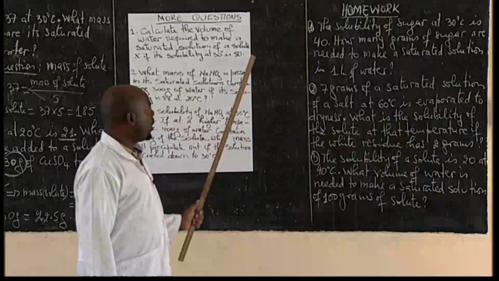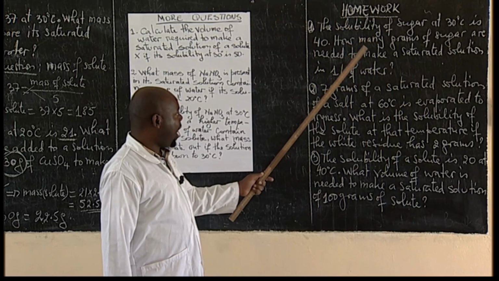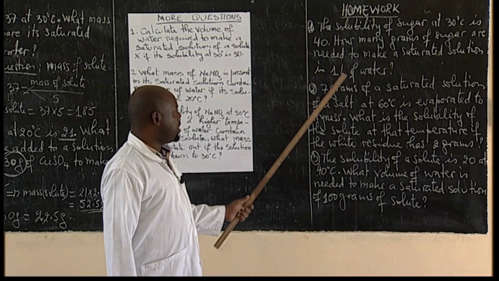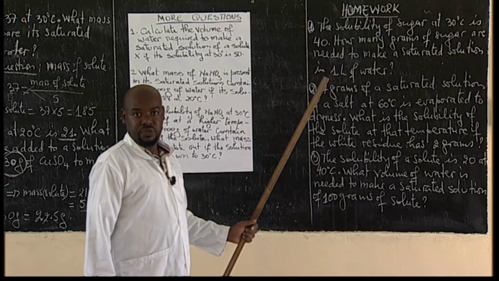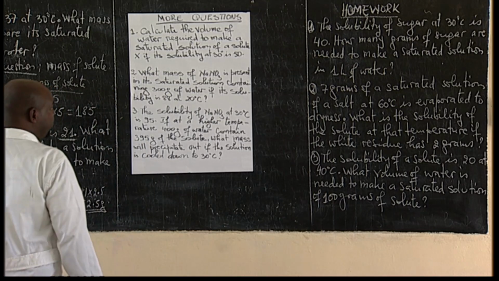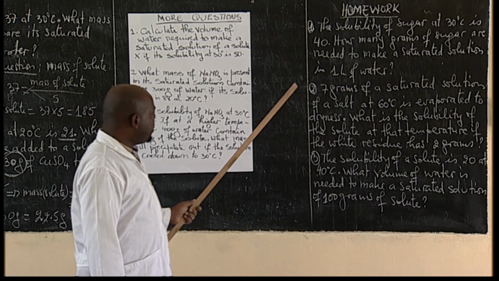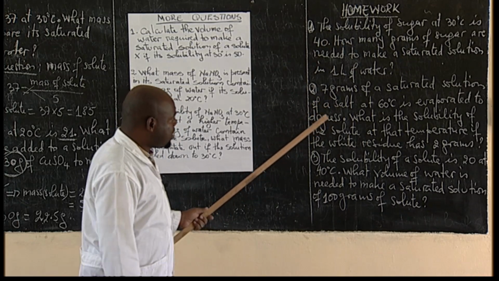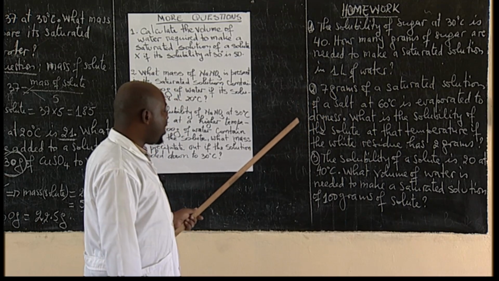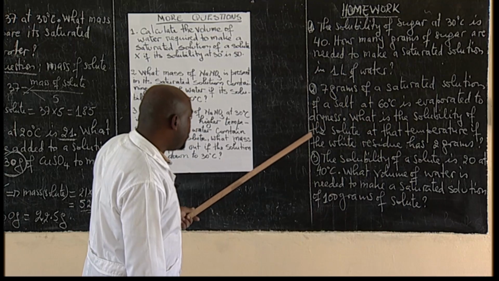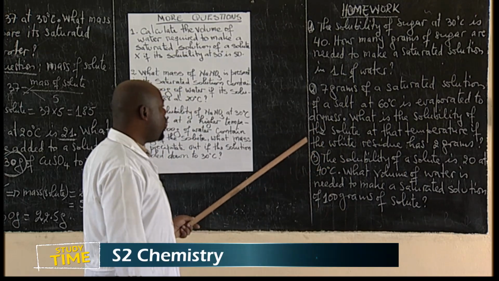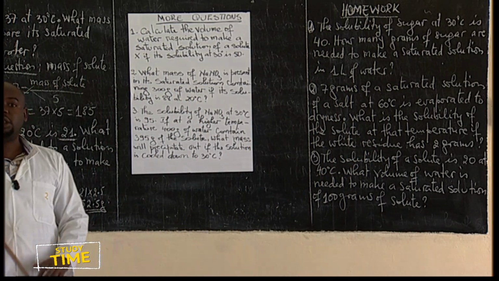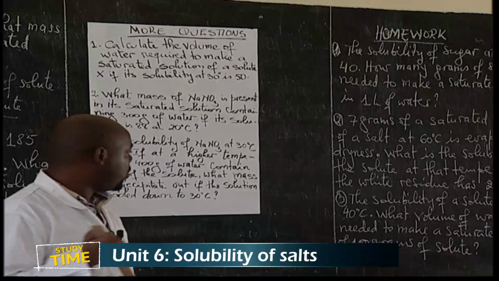And now the homework. Number 1: the solubility of sugar at that temperature is 40. How many grams of sugar are needed to make a saturated solution of 1 liter of water? It's very simple, just like the first question. And number 2: 7 grams of a saturated solution of a salt at 60 degrees is evaporated to dryness. What is the solubility of the solute at that temperature if the white residue has 2 grams? You will remember to distinguish the mass of solute and mass of solvent.